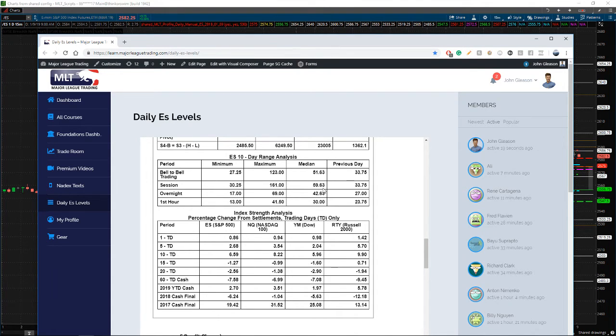Index strength, percentage change from the settlements. No surprise, Russell led again on the prior day. We talked about that going into the day yesterday, how the Russell was the strongest market, and it continued to be the strongest market. The S&P was only up 0.86%. The Dow was the second strongest market, but you can see really over the last 5 days, Russell up 5.7%. Over the last 10 days, Russell 9.9%.